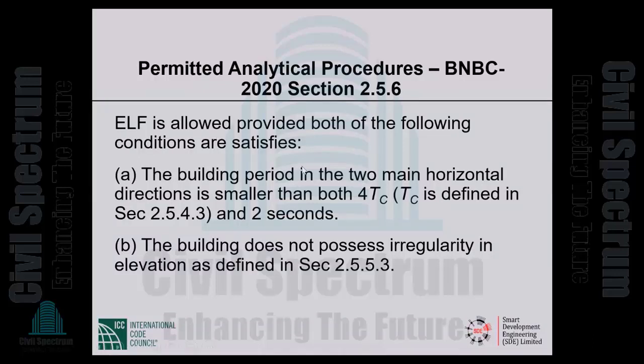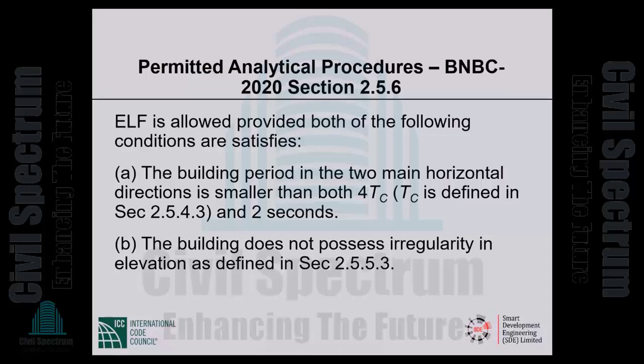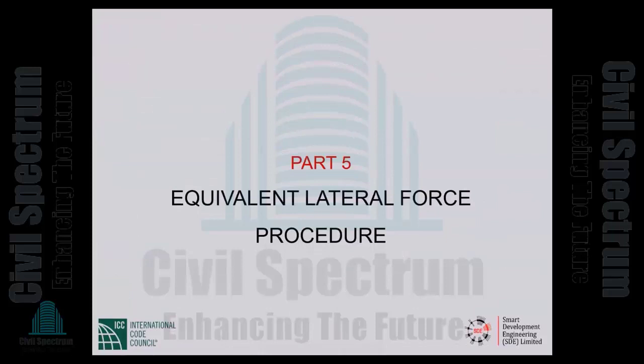So it doesn't say regular buildings, regular or irregular, that's your limit. Secondly, the building does not possess irregularity in elevation. So all vertical irregularities will trigger dynamic analysis. Plan irregularities, however, will not trigger dynamic analysis under BNBC. So this is how BNBC has chosen to do it. It's always kind of interesting to compare.